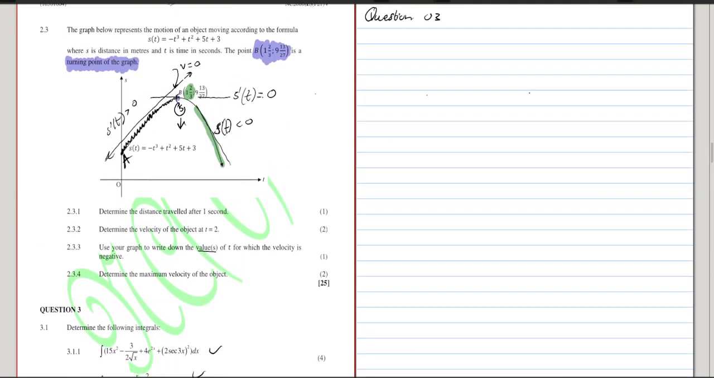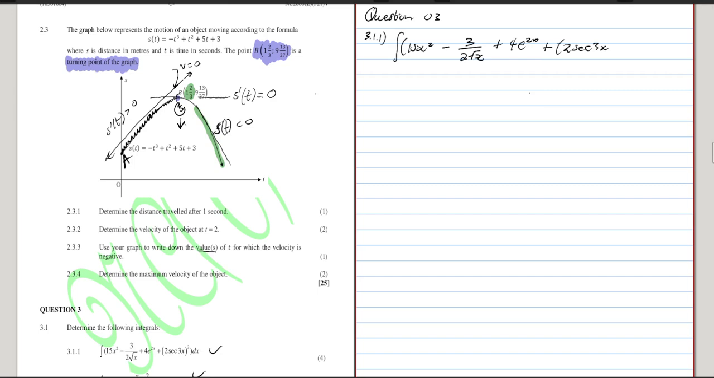So for question 3.1.1, the first integral, they want us to integrate 15x squared minus 3 over 2 square root x plus 4e^2x plus 2 sec 3x squared dx. Alright, and then I close off that bracket as well.